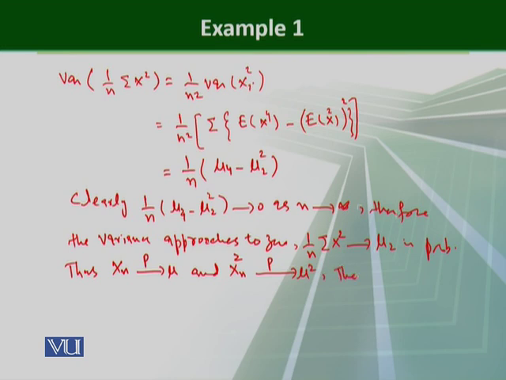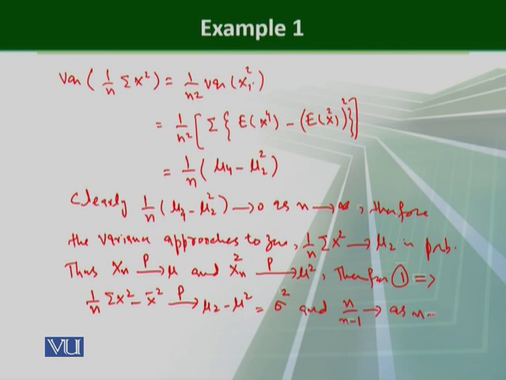So therefore, equation 1 implies that 1 over n sum x square minus x bar square, definitely it also approaches to mu 2 minus mu square in terms of probability, and this is equal to sigma square, we know that. And as n over n minus 1 tends to 1 as n tends to infinity, so we can say that the s square n converges to sigma square in terms of probability. So that is one of the simplest examples in consistency.